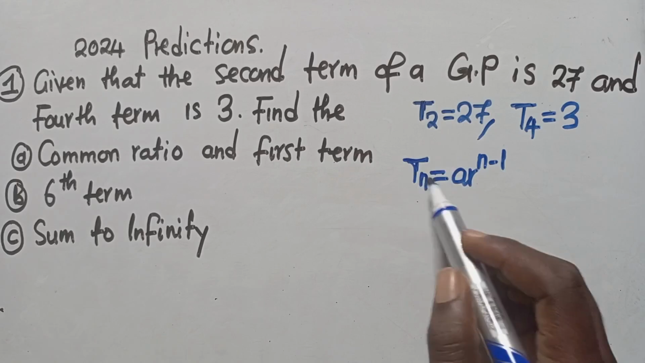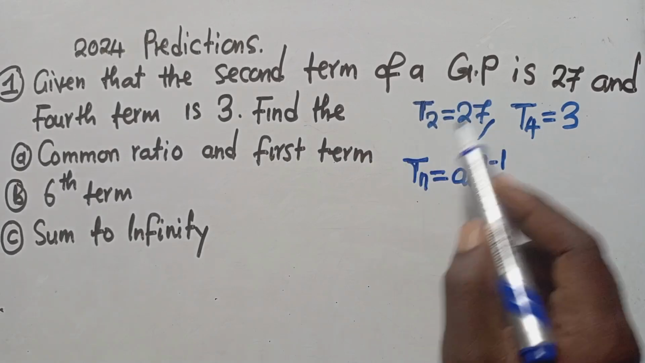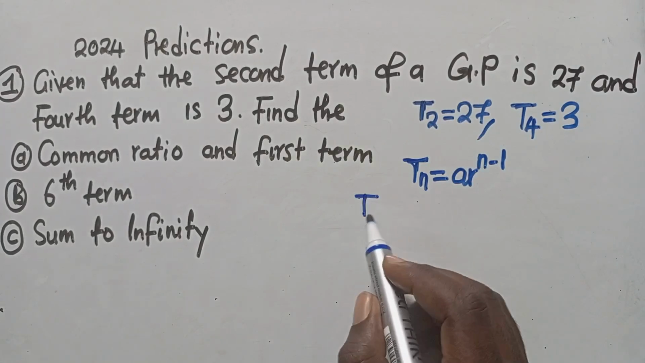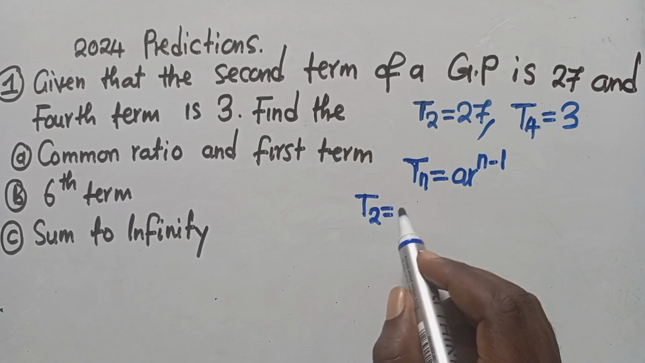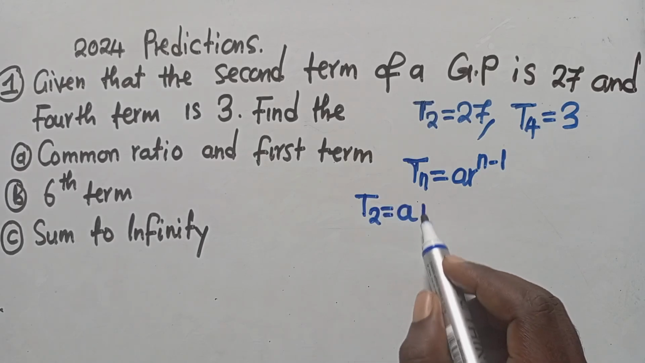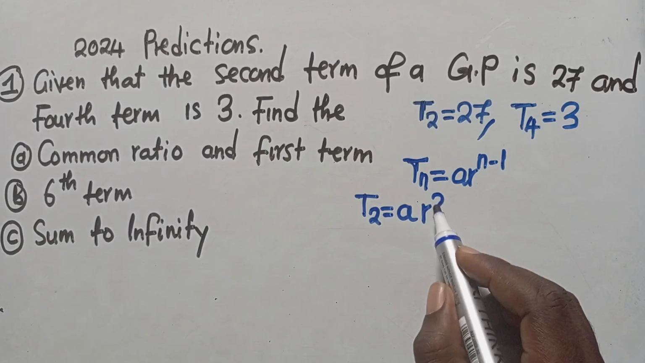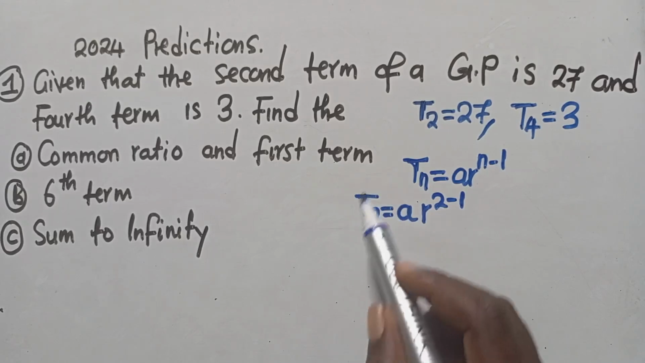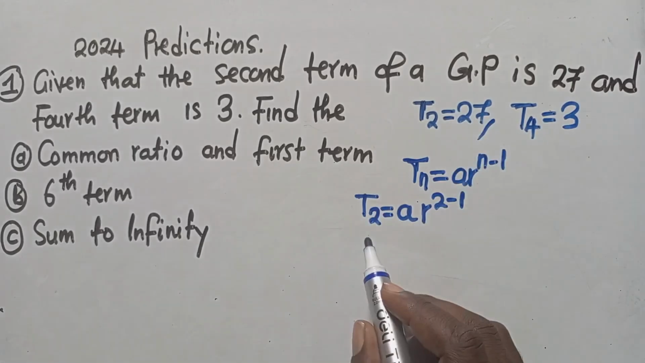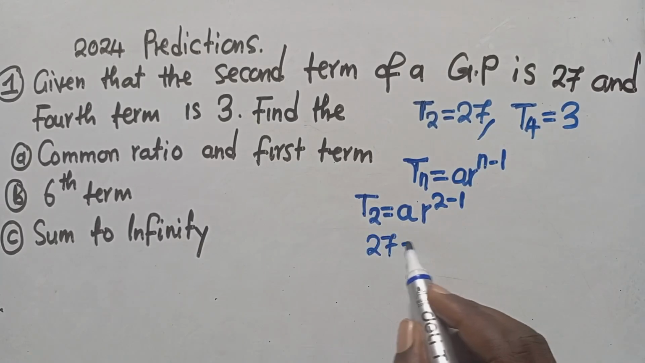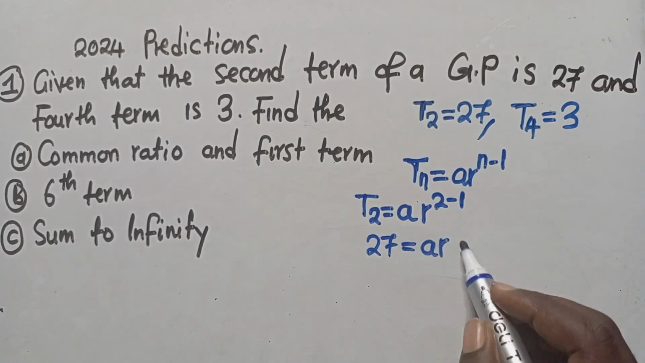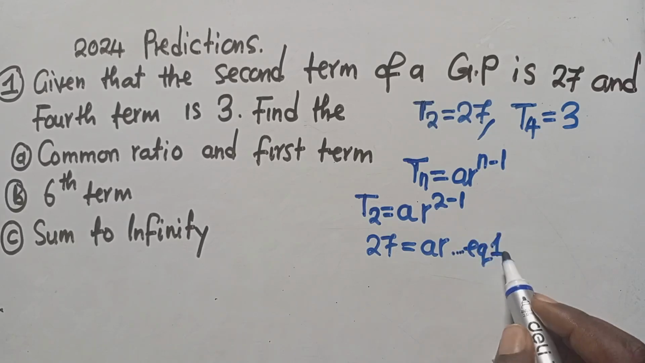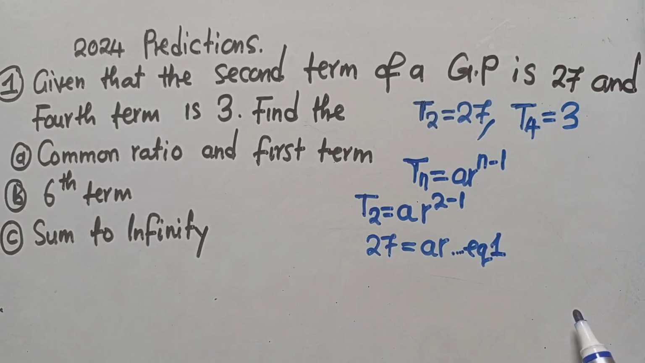So we've got n, which is 2, and the second term is 27. Where there is n, we just put a 2. So T2 is equal to the first term, a, that's the one we want, times the common ratio, r, that's the one we want, to the power n minus 1, which is 2 minus 1. We know the second term, this whole thing is 27. So I'll put 27 is equal to ar, the power 1 we don't show. I will call this my equation 1.